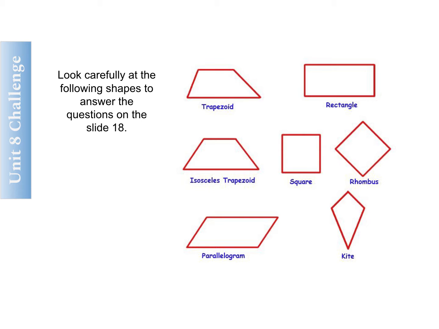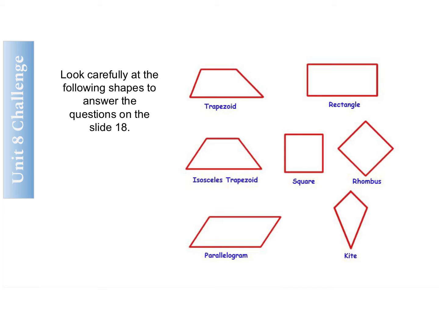So you have the trapezoid here. The trapezoid has two parallel lines. These two lines are parallel, the other ones are not. You have a rectangle, which has these two sides the same, and these two are the same, and rectangles also have right angles or 90-degree angles.